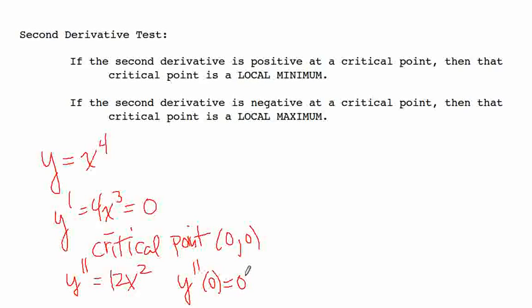Now, I want to finish this video by talking about something else called an inflection point. An inflection point is a point where the type of bending changes. Maybe it goes from concave up to concave down, or maybe it goes from concave down to concave up. So an example of a function that has an inflection point is y equals x cubed.